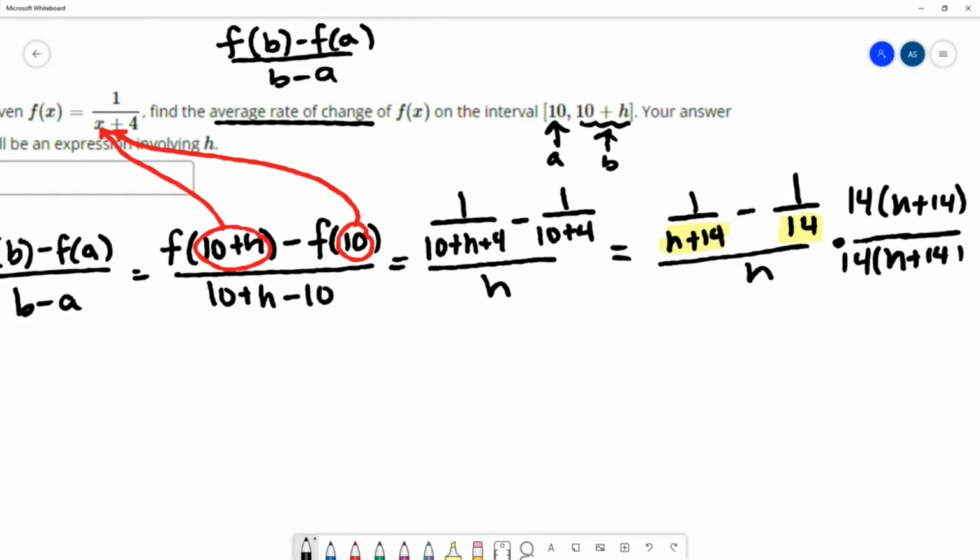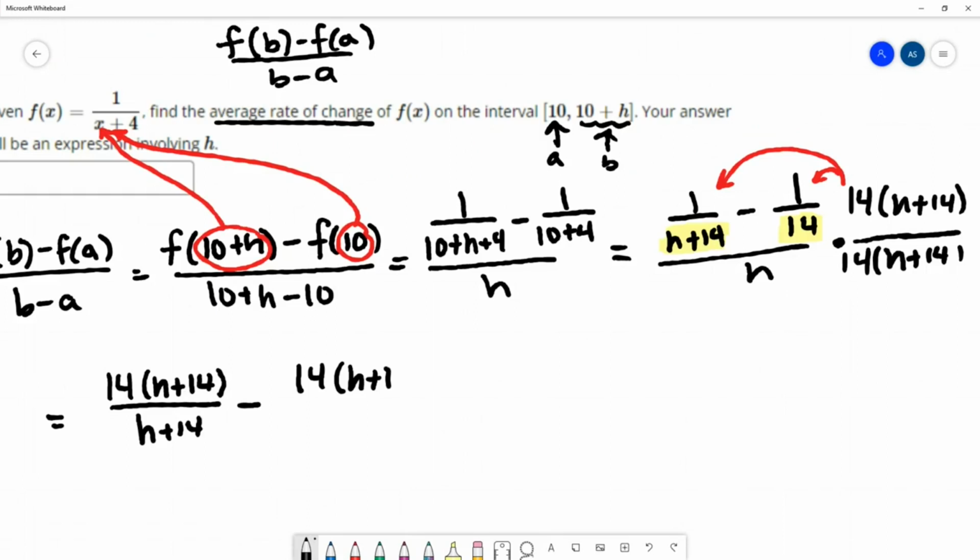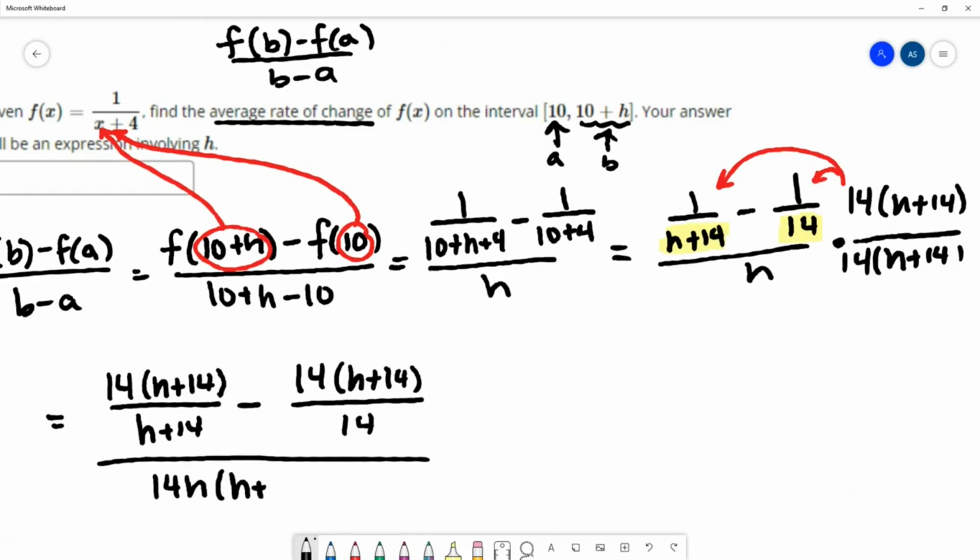Okay, by multiplying by this common denominator, it's going to cancel the small fractions out and make this a little bit simpler to work with. I'm going to distribute this to both terms. So when I distribute to the first term, I'll have 14 times h plus 14 over h plus 14 minus 14 times h plus 14 over 14, all over 14h times h plus 14.